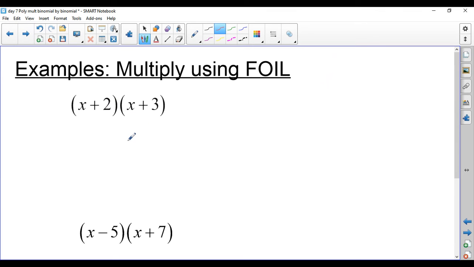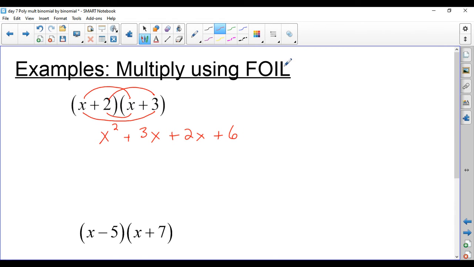So if I want to multiply using FOIL, I do first, outer, inner, last. I multiply the first of the first binomial times the first of the second one. First times first. X times x is x squared. Then I do O is outer. X times 3 is 3x. I is inner. 2 times x is 2x. L is last. Last times last. 2 times 3 is 6.